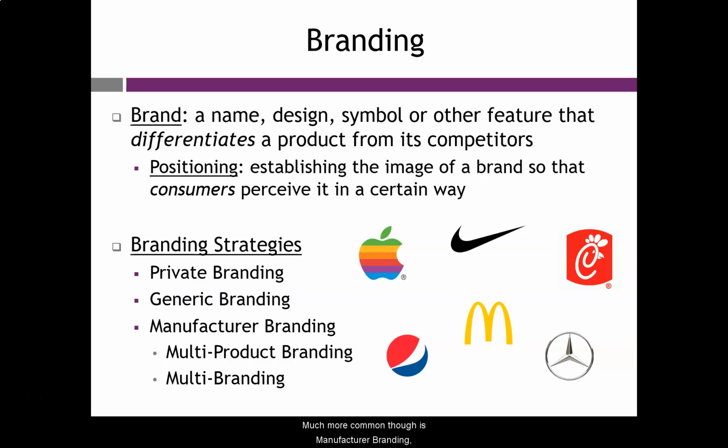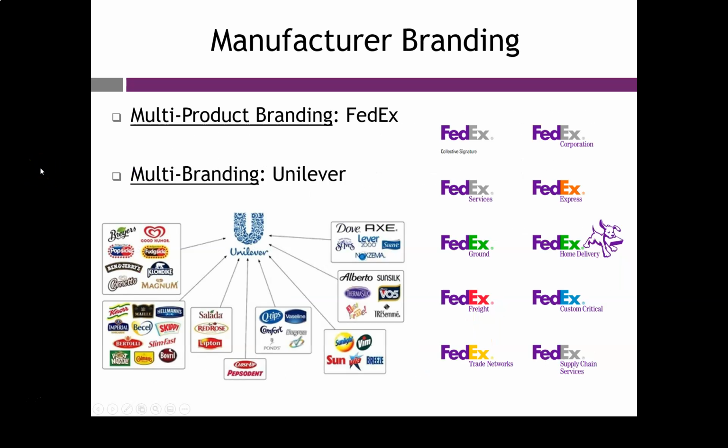Much more common, though, is manufacturer branding. And there's two types, multi-product and multi-branding. And I'm going to show you those on the next slide. So let's start with multi-product branding. And FedEx is an example of that. FedEx has a number of different services as shown here. But guess what? They're all known as FedEx. FedEx Freight, FedEx Ground, FedEx Home Delivery, FedEx everything. But it's always FedEx. Multi-product branding.